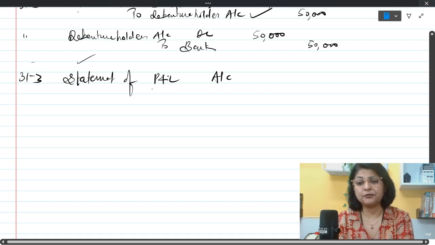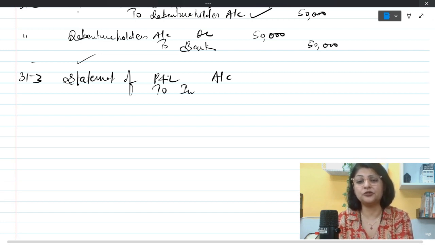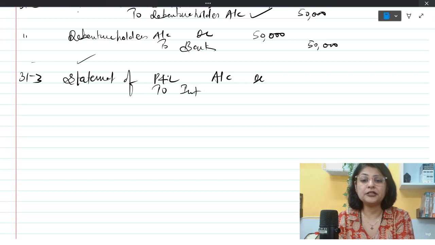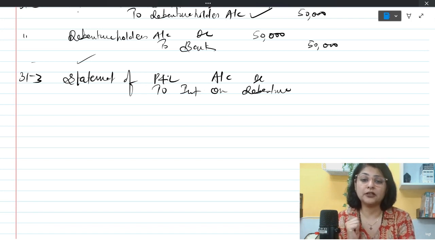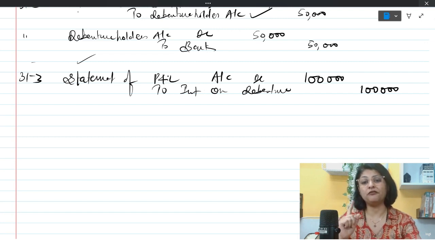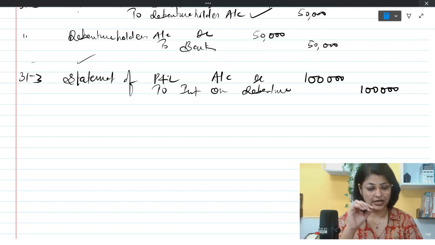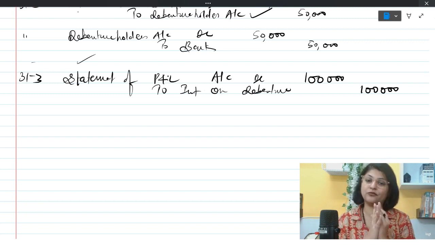So entry is statement of profit and loss account debit to interest on debenture. Now be careful over here, interest on debenture account was debited 2 times, both times with 50,000 rupees. So while closing it, we have to credit it with 1 lakh rupees, not with 50,000 rupees, because only one time's amount was 50,000 rupees. The amount of both the times together is 1 lakh rupees.